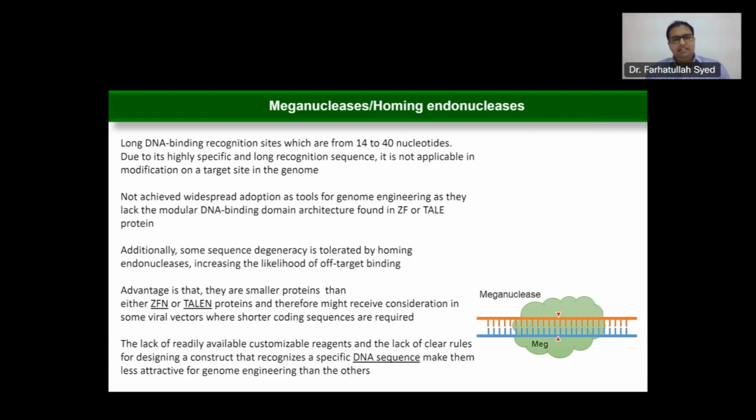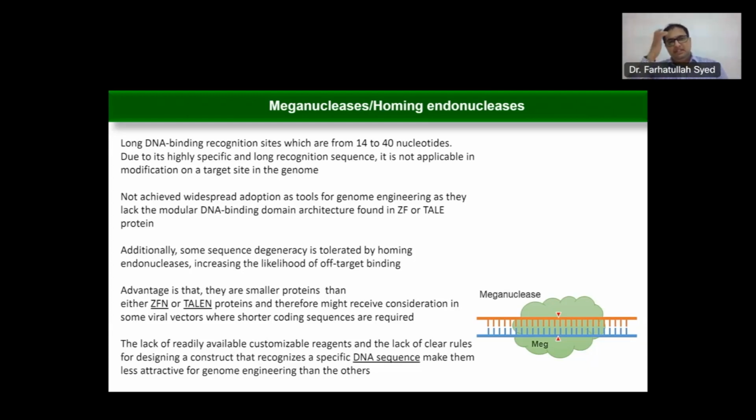It has been shown that they are likely to show off-target binding in the genome and off-target effects. The other issue is the lack of readily available customizable reagents and the lack of clear rules for designing these meganucleases, which can hinder their applicability.